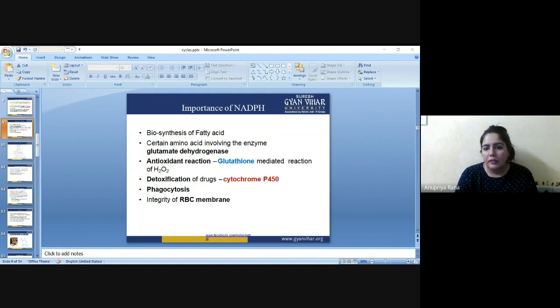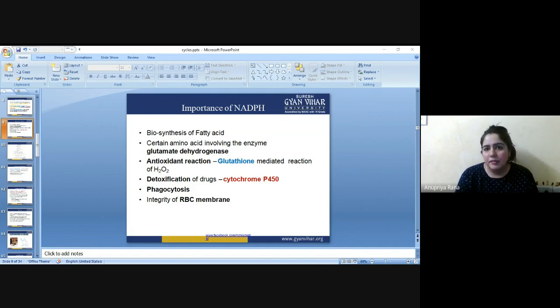Detoxification of drugs, like by cytochrome P450. Detoxification of drugs can be done by NADPH, so this is very important. We have to detoxify drugs. Phagocytosis is also a very important term. Sometimes the cell can eat up itself, and at that time we need to stop that because it can lead to the death of the cell. So at that time also NADPH helps release the energy and makes the cell capable of working again. Integrity of the RBC membrane.